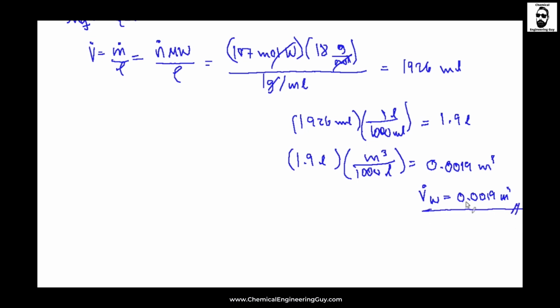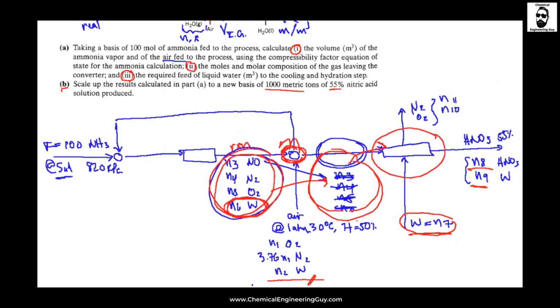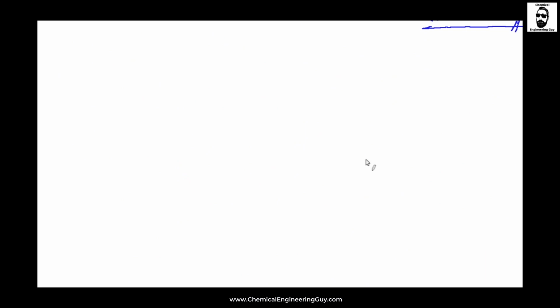And we're done, guys. Finally, we're done with the mass balance. We just need to scale up the results to a basis of 1000 metric tons of nitric acid. So let me do that for scale up. We need to find the scale up factor, so the production will be N8 plus N9. This will give me moles. And essentially it's 97 plus 277.